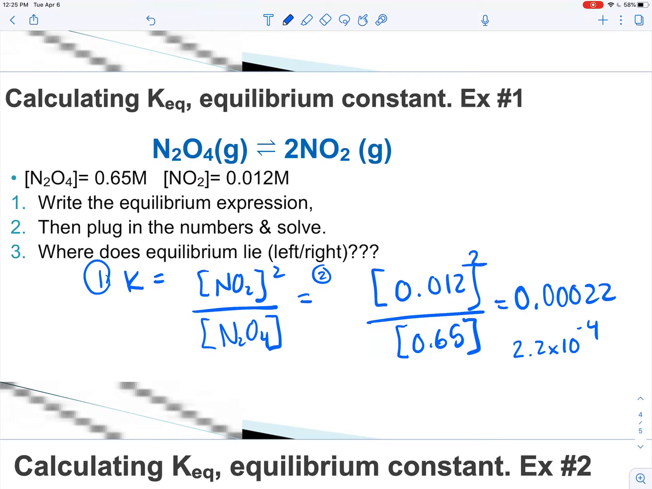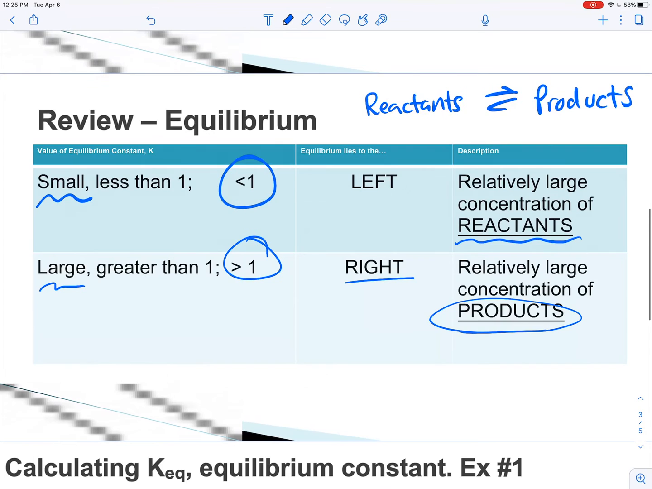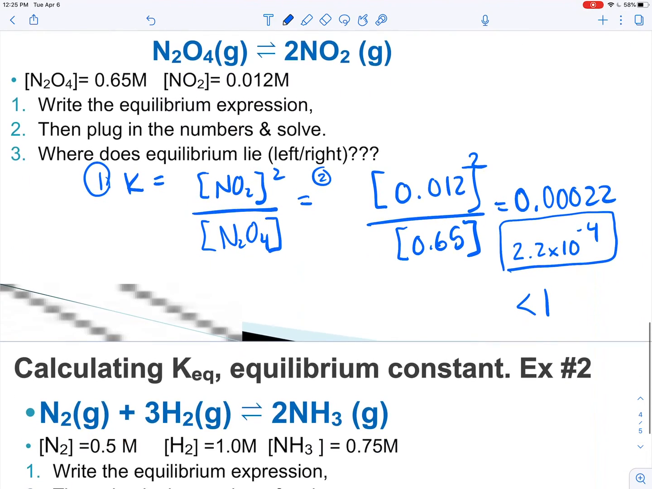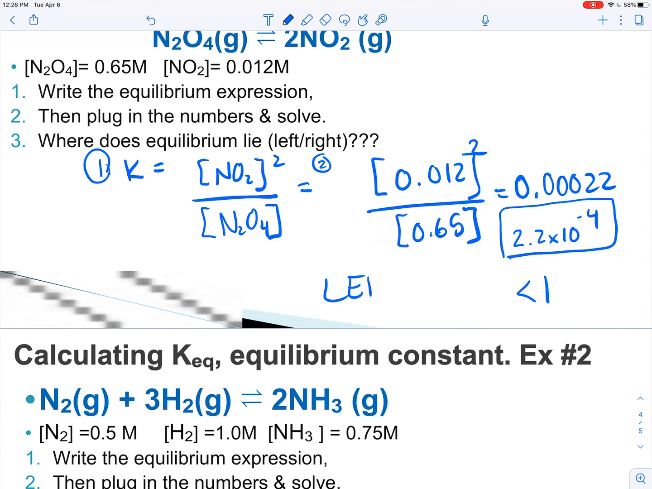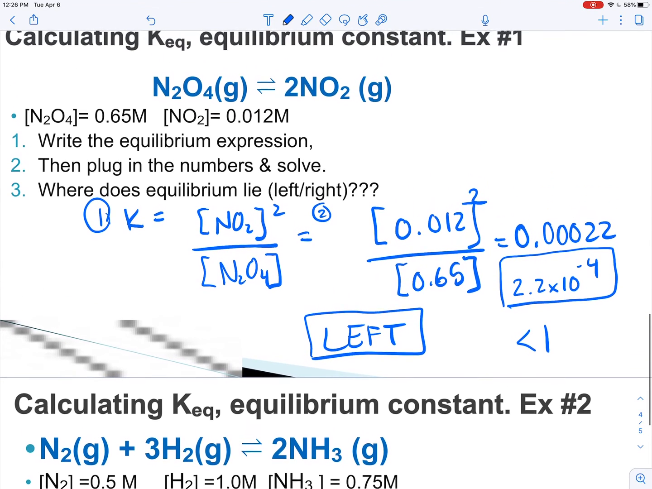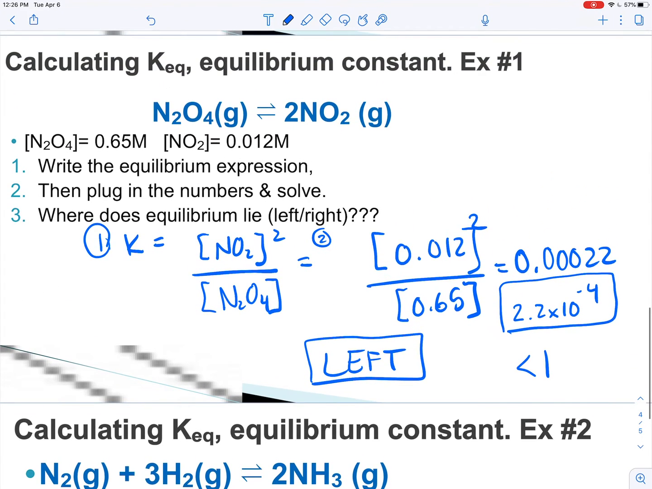But we end up with a really small number, right? This is definitely less than 1. So if we get a small number, what does that mean? Does equilibrium lie to the left or to the right? So if it's a small number, we see that equilibrium lies to the left. Okay, so this reaction favors the production of reactants. Okay, so that means we've got more of this chemical here compared to this chemical. That's what it says, and that's what it means.